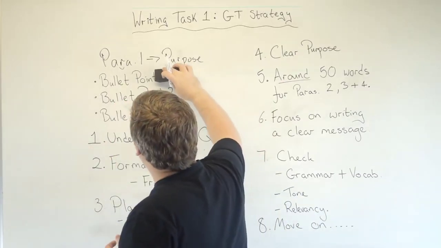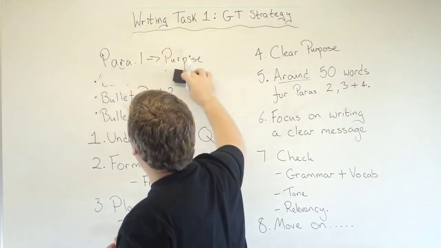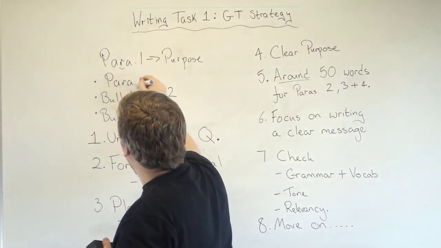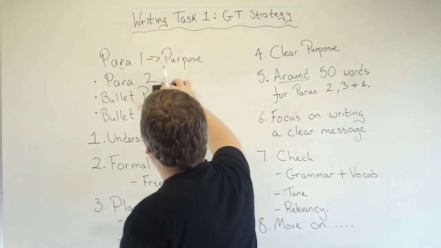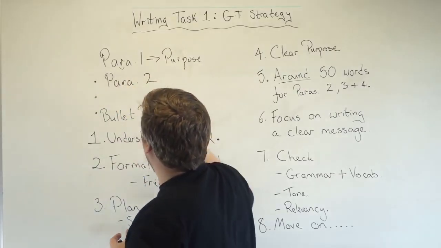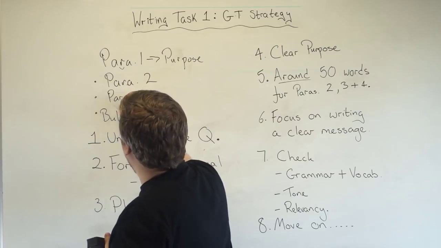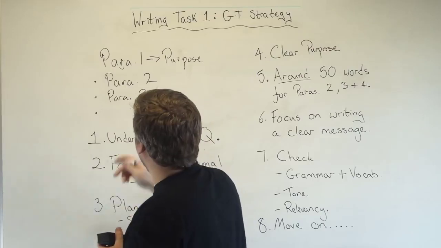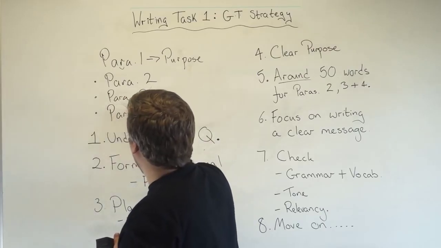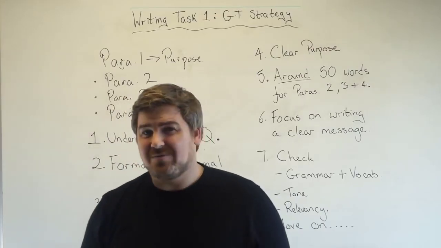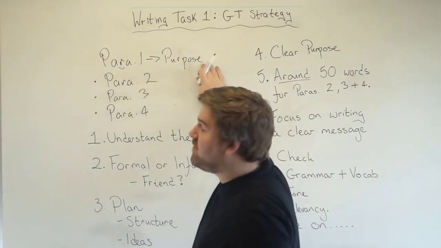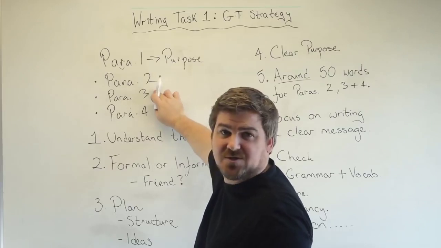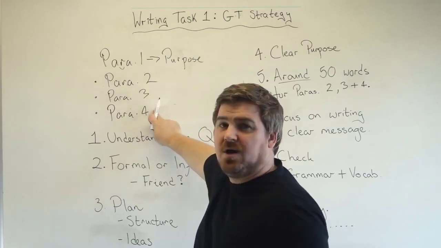All right, bullet point number 1 becomes paragraph number 2. Bullet point number 2 becomes paragraph number 3. And bullet point number 3 becomes paragraph 4. So really, really simple, okay? So paragraph 1 is your purpose. Paragraph 2 is your first bullet point. Paragraph 3, your second bullet point. And paragraph 4, your third bullet point.